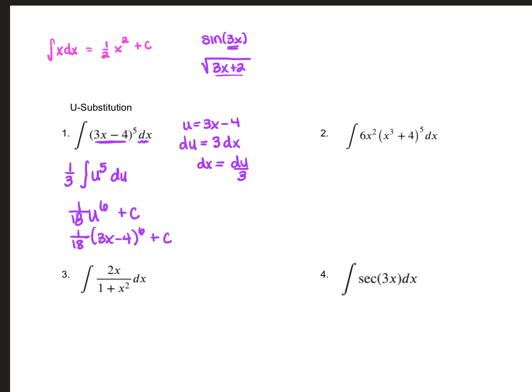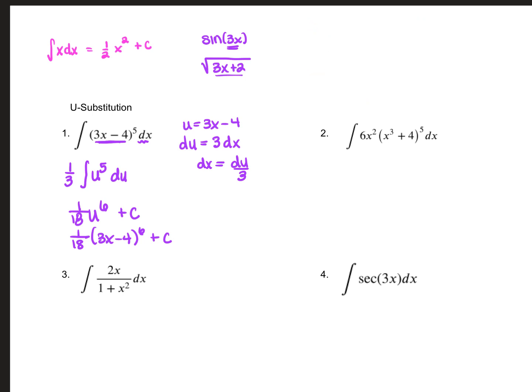And we're done. Notice that if you take the derivative of the inside, you do in fact get what was inside the integral back. So if I took the derivative of 1/18 times (3x minus 4) to the 6th plus c, of course, plus c goes away. Power rule will have 6 over 18 times (3x minus 4) to the 5th times 3 from the chain rule. And you see that's going to leave us with exactly what was inside of the integral. Okay, so you can always check them.